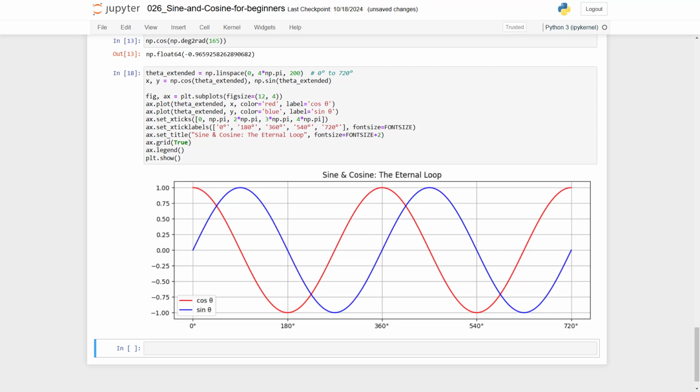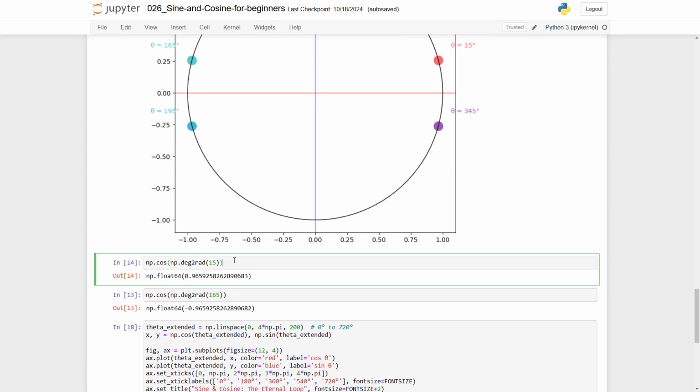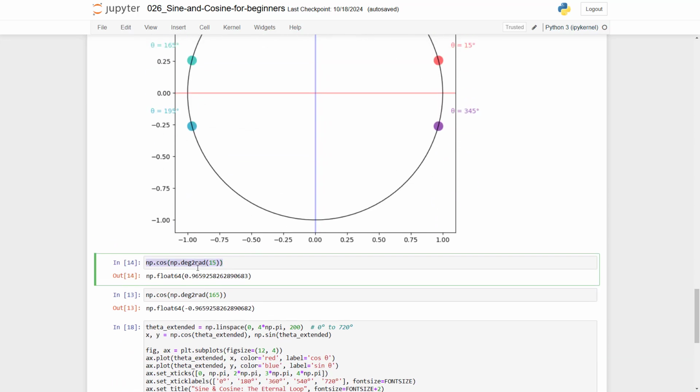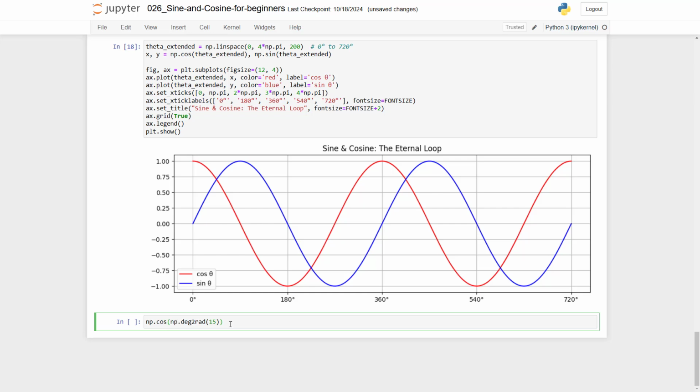Okay, we are now in the last part of the video, and we're going to talk about the golden rule, the so-called Pythagorean identity, which pretty much says that cosine squared plus sine squared is equal to 1, which is true. Let's take this one with 15 degrees and see.